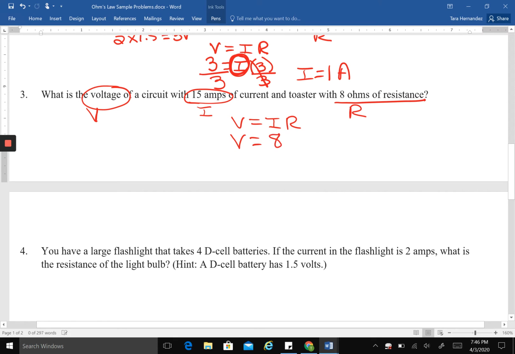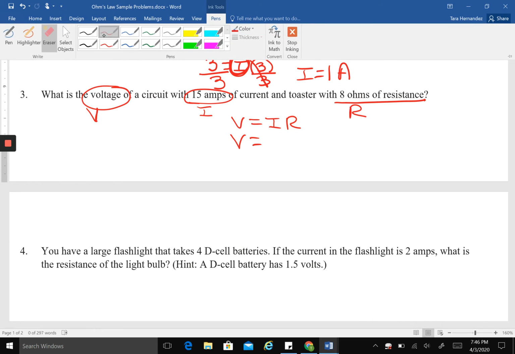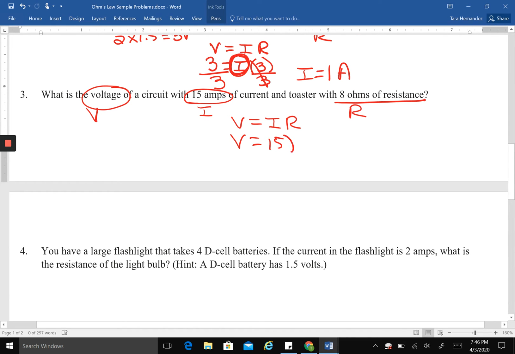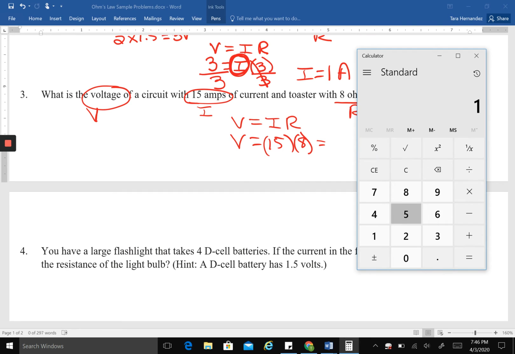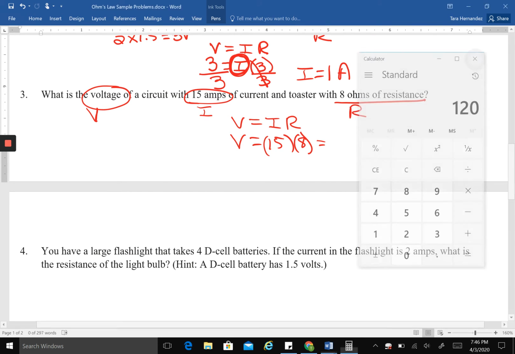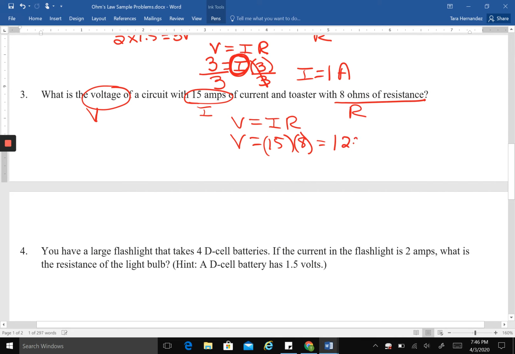I is 15, and R is 8. So 15 times 8. And let's get our little calculator here. 15 times 8. And that's 120 volts, which is what most of our house is wired in.